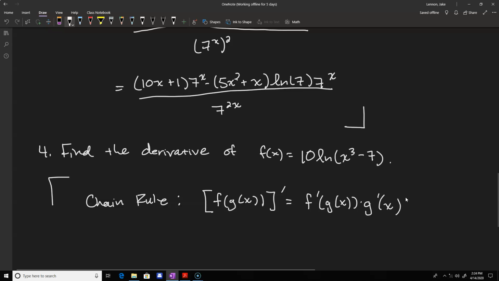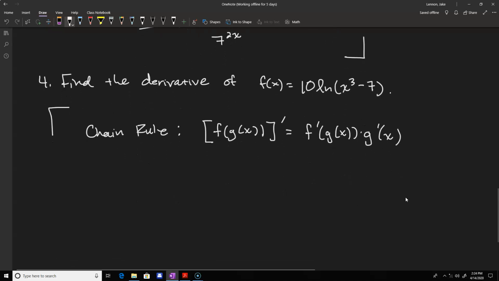And if that's not super clear, that's okay, because usually I break this down as the inside function and the outside function. So if you look at f of x, the inside function we could think about as what's inside the parentheses. So that's x cubed minus 7. And then the outside function would be, imagine if you replace x cubed minus 7 with another variable, let's say t. So this would become 10 natural log of t. So we can see that these are composed functions, because if you change t back into x cubed minus 7, you get exactly f of x, which is what we're trying to find the derivative of.